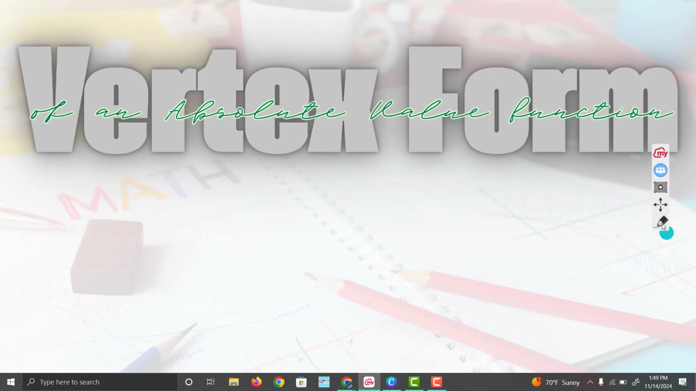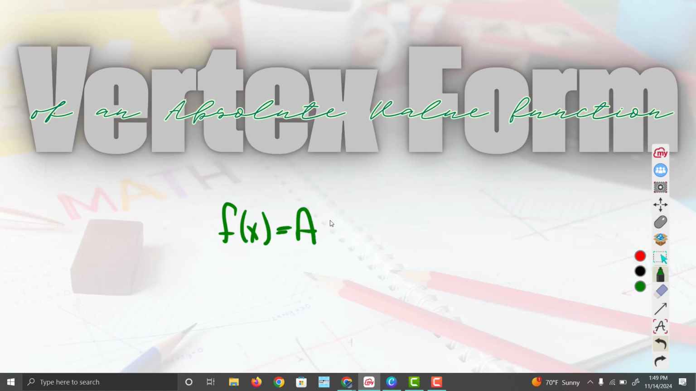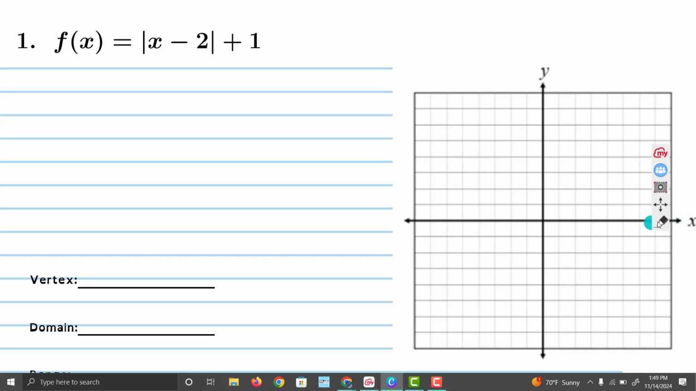So starting off with the vertex form of an absolute value function is f of x is equal to a times the absolute value of x minus h, plus k. That is the vertex form of an absolute value function. So now let's go ahead and go through doing a few of these.